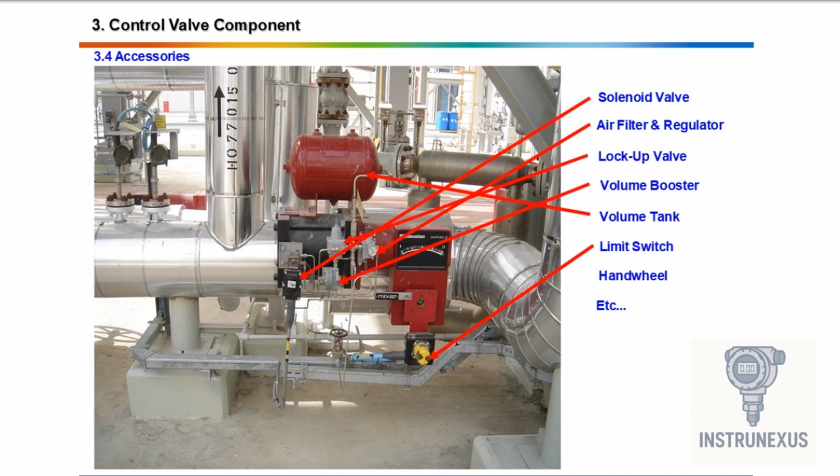Let's not forget the limit switch. This small but important accessory tells the control system whether the valve is open or closed. It's widely used for feedback and interlocks in automated systems. And finally, the hand wheel. This provides a manual override. In case of air or power failure, operators can still manually open or close the valve for maintenance or emergencies. Together, these accessories enhance the functionality, reliability, and responsiveness of control valves in any industrial setting.